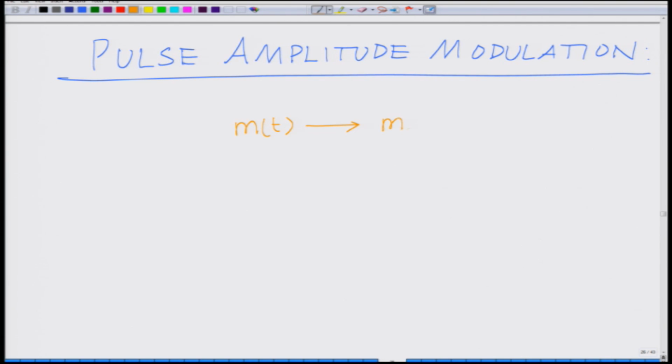It can be represented as the sampled signal with the impulse, that is your impulse sampled signal, which is summation n equal to minus infinity to infinity m of nTs delta t minus nTs. This is our original impulse sampled signal.